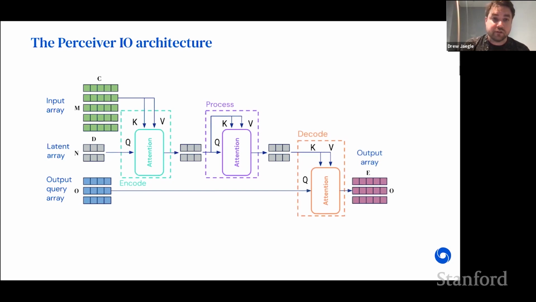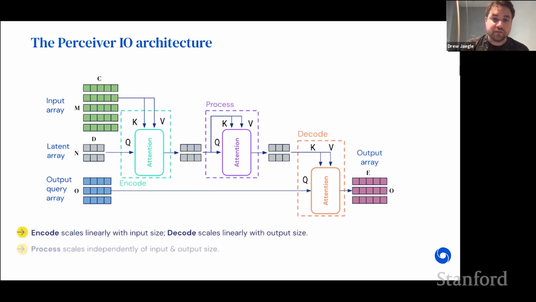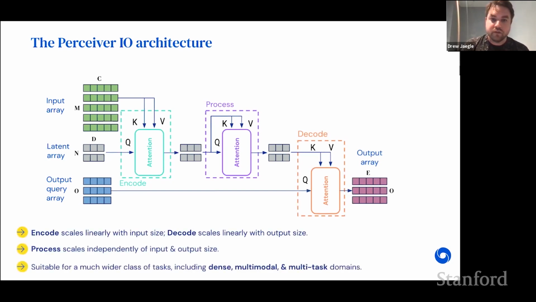And so what this allows us to do is to keep all of the nice advantages of the original Perceiver. So we have an encoder that scales linearly. We have a processor stage, this latent self-attention that scales independently of the input size. And we now have a decoder that keeps the decoupling, but gives us linear scaling with respect to output size. And so by doing this, we can now apply the same approach to dense output tasks.